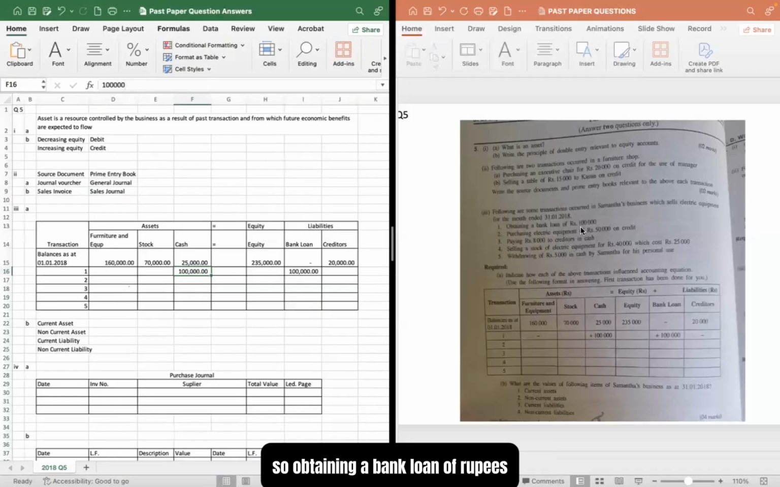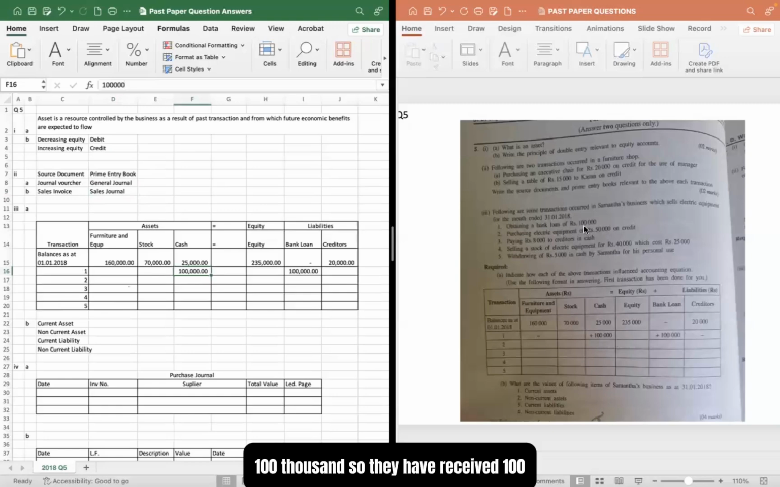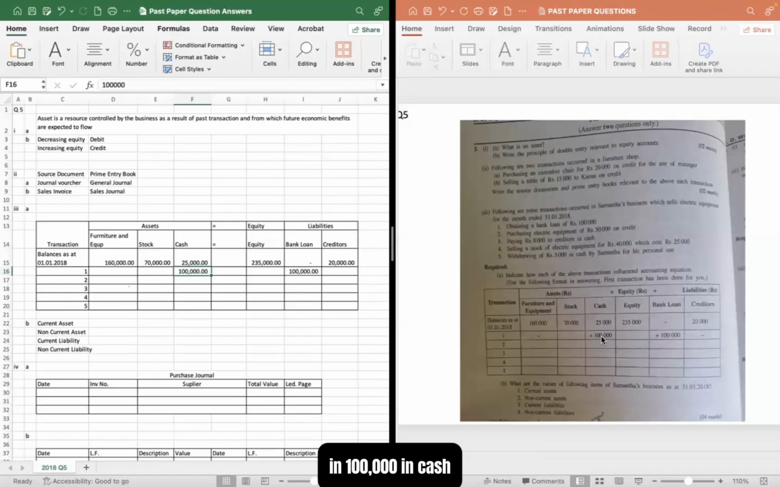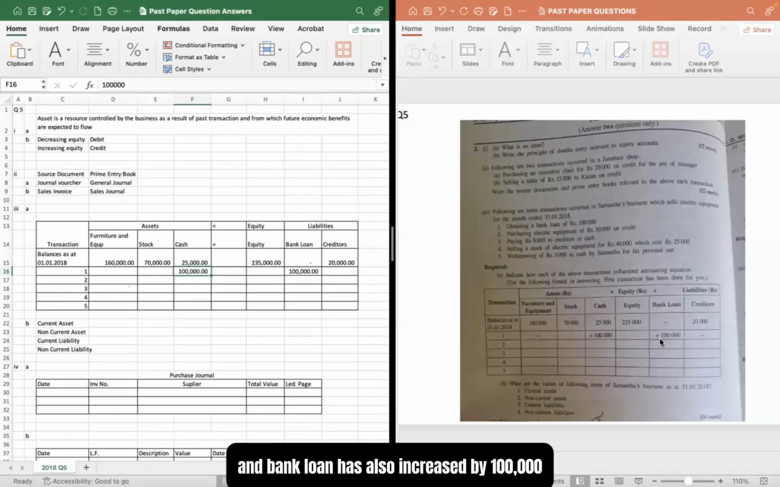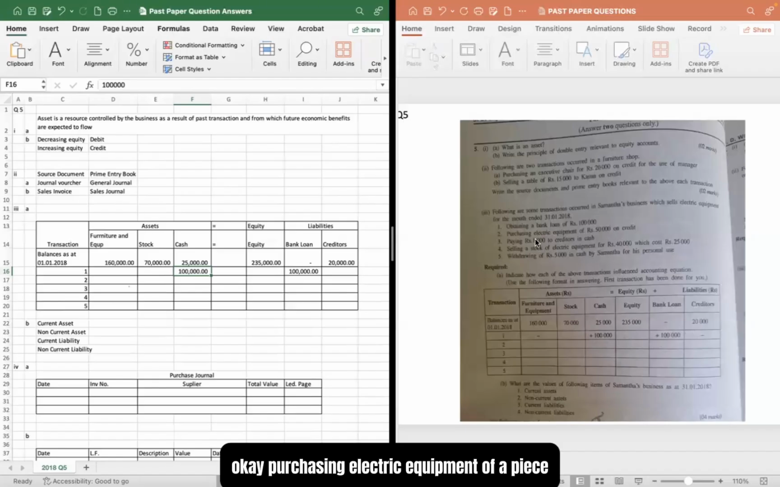So obtaining a bank loan of rupees 100,000. So they have received 100,000 in cash, and bank loan has also increased by 100,000. Then let's try out the second one. Purchasing electric equipment of rupees 50,000 on credit.